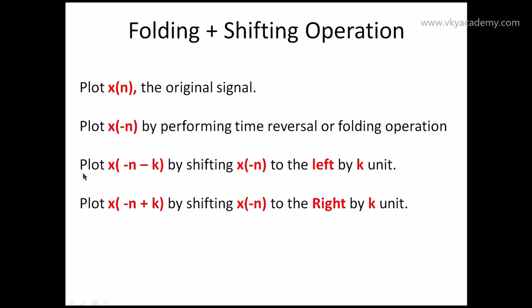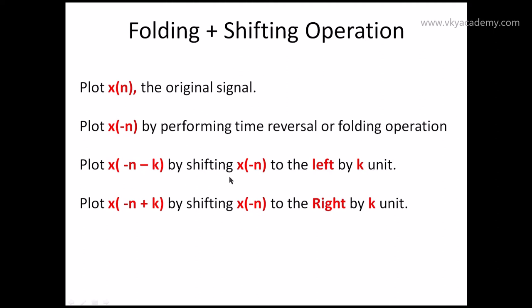After that we need to plot x of -n minus k. This particular k is my shift variable, which is subtracted from the time -n. In the previous session we discussed the shifting operation, where a particular fixed quantity was subtracted from the time n, and we performed the operation on x of n. Now this time you can see the quantity k is being subtracted from -n.